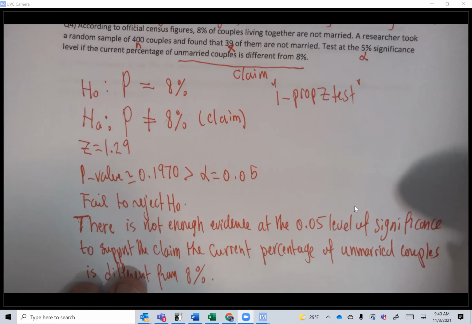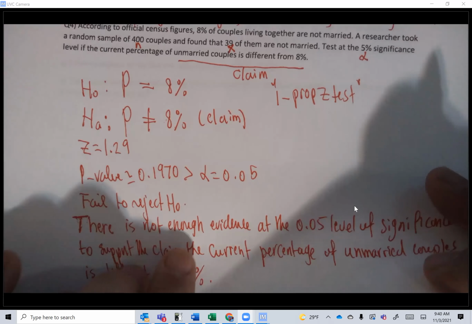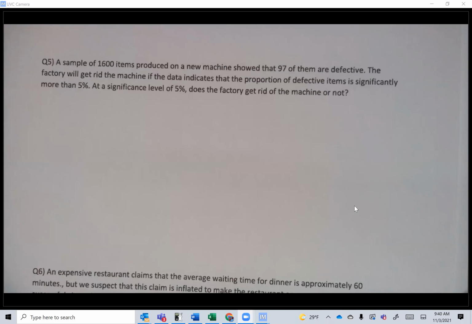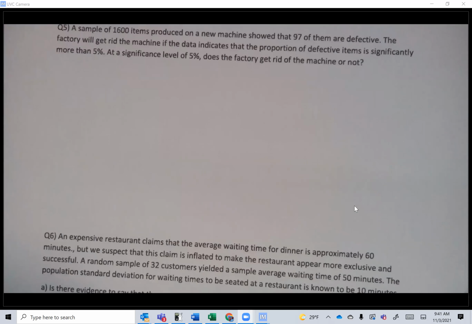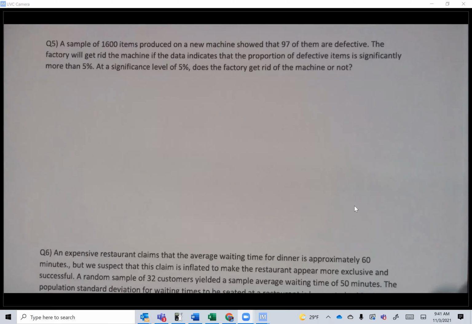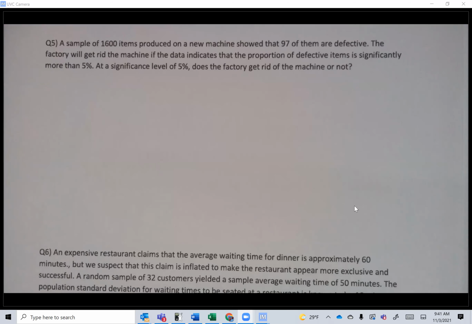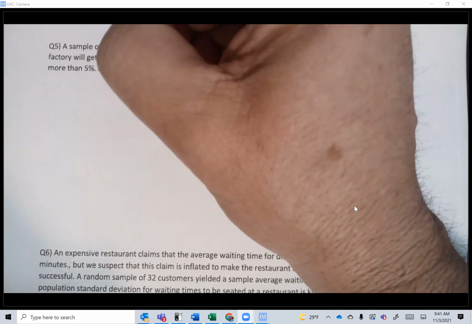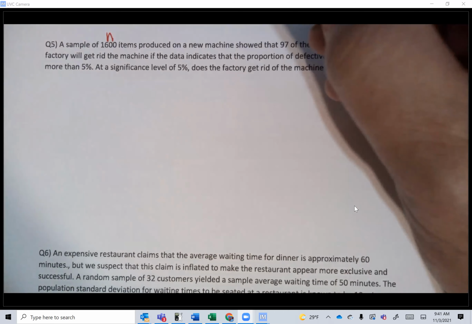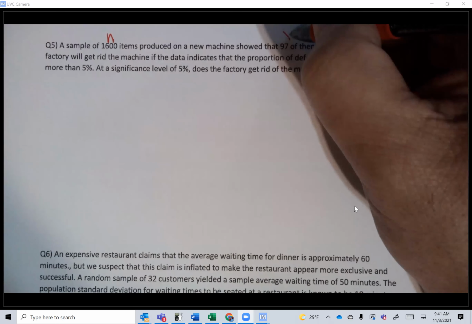Okay, let's go to another one. Five. A sample of 1,600 items produced on a new machine showed that 97 of them are defective. So you guys can tell that the big number is going to be N. When there is no mention of a mean and standard deviation, you know this is a proportion, and that's X.